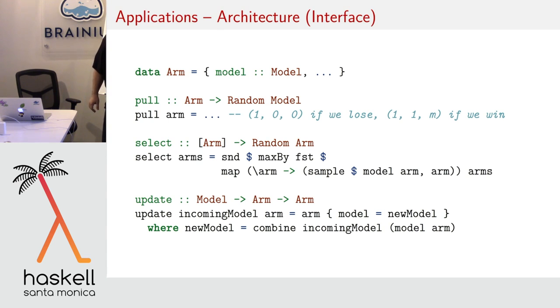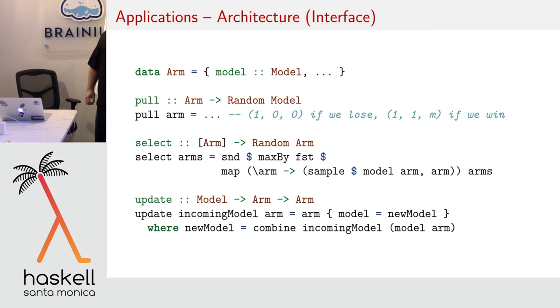So when we pull an arm, we get a random model. If we lose, so we pull the arm, no, we didn't get anything. We get one pull, no wins, no money. If we win, we just did one pull, we got one win, and we got some amount of money.